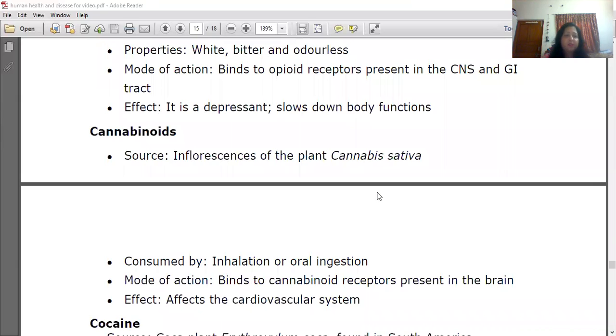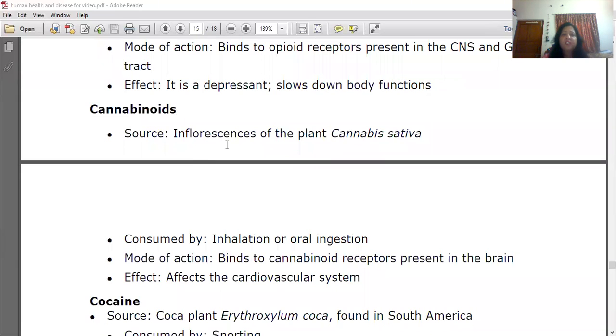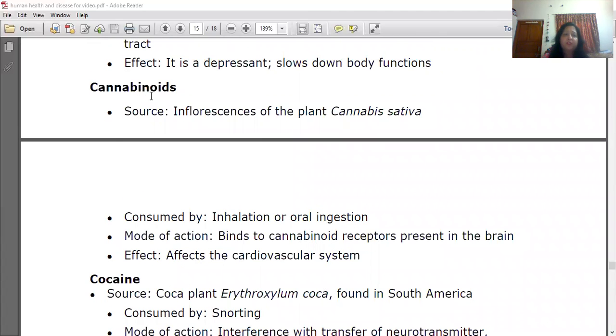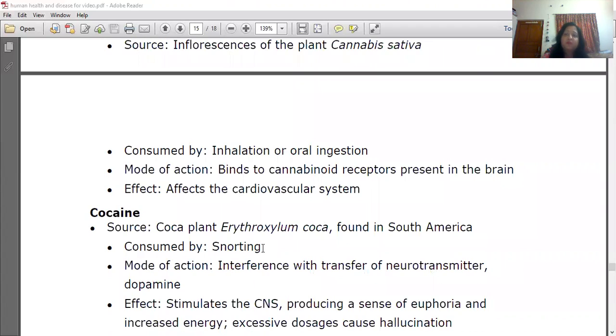Second is cannabinoids. The source of cannabinoids is the inflorescence of the plant Cannabis sativa. It is consumed by inhalation or oral ingestion, and its mode of action is that it binds to the cannabinoid receptors present in the brain. It affects the cardiovascular system. So the main effect of cannabinoids is that it affects the cardiovascular system.